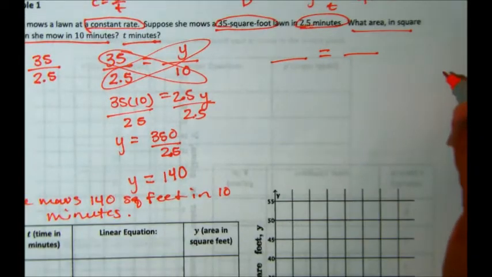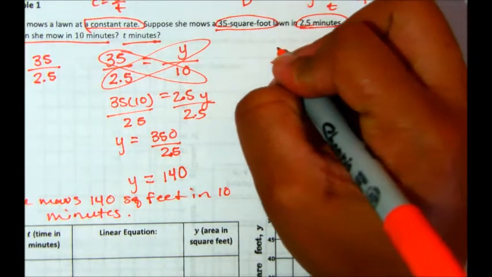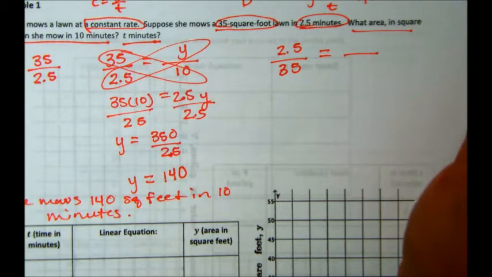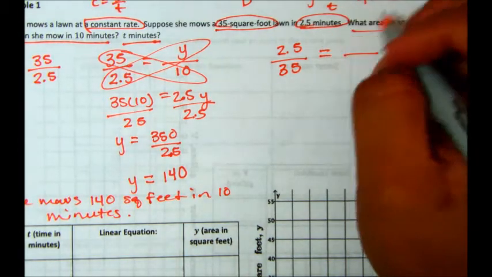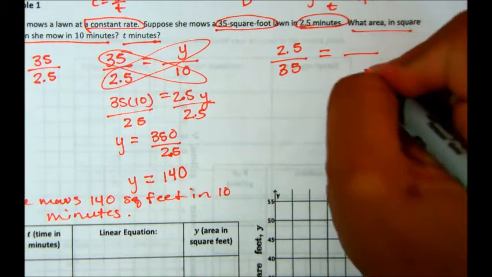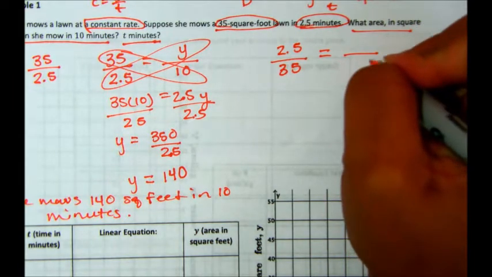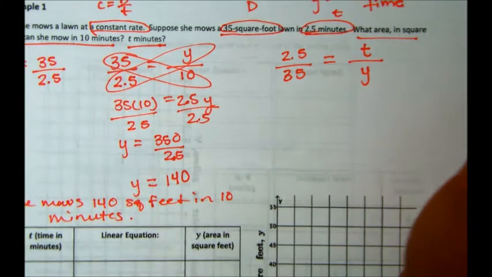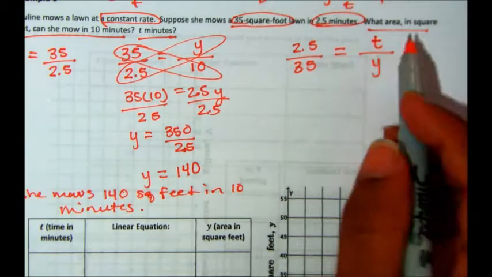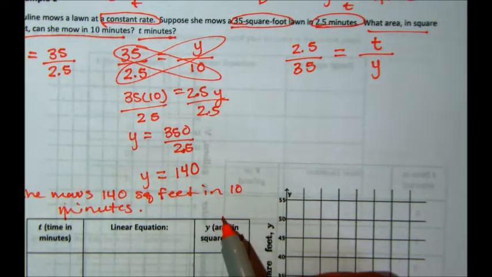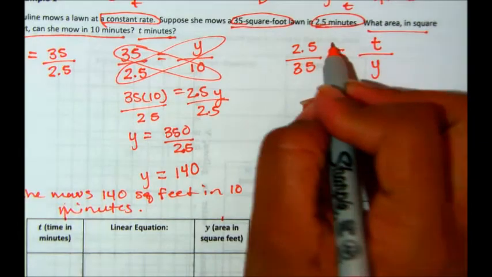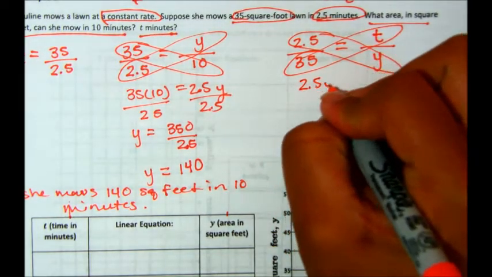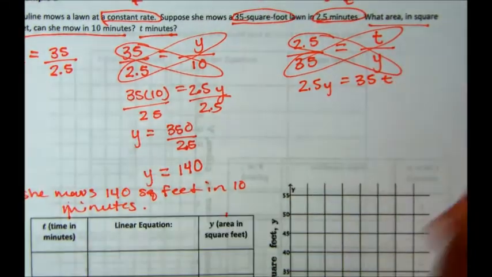This time in that proportion, I'm going to use my given time, 2.5 minutes. I'm going to put that over my given distance of 35 square feet. I'm now going to set that equal to the ratio that represents the any time over any distance. Notice I'm using the variables t and y. T represents time and y represents distance. I know the first step in solving a proportion is to cross multiply. I'm going to have that 2.5 y is equal to 35 t.